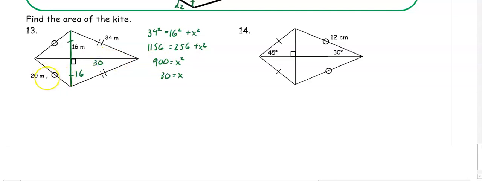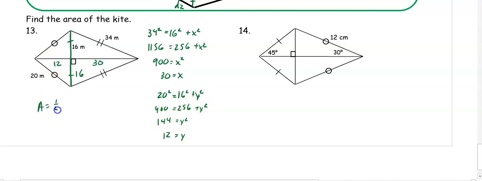Then we have to do a Pythagorean theorem with the 20 and the 16. So 20 squared equals 16 squared plus y squared. 400 equals 256 plus y squared. So we get 144 equals y squared. Y is 12. So now we can do our area.